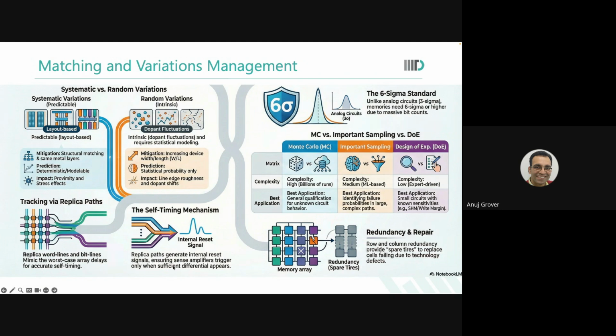Clear then? So, the replica path is a hotbed of innovation. Lots of innovation can happen here, and whatever you innovate here can have an impact on both performance and quality.